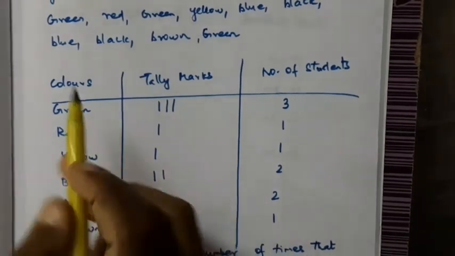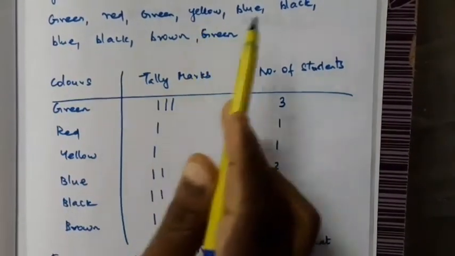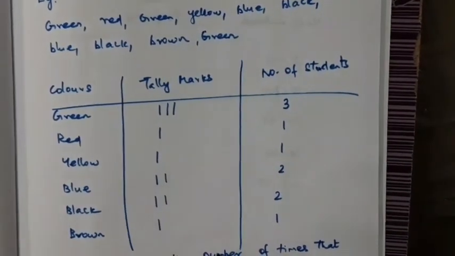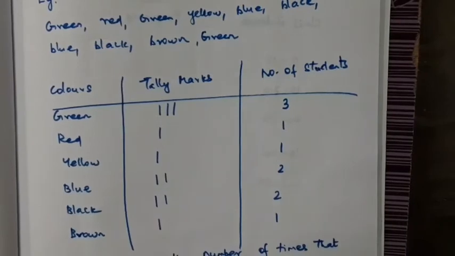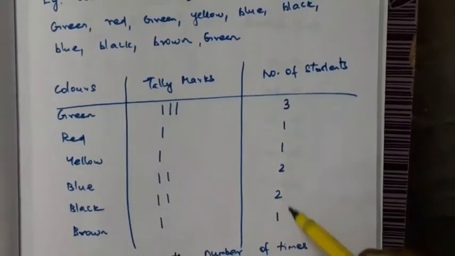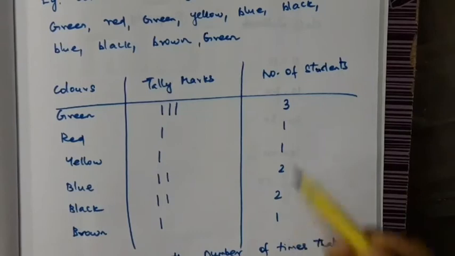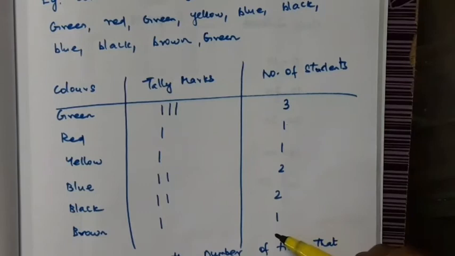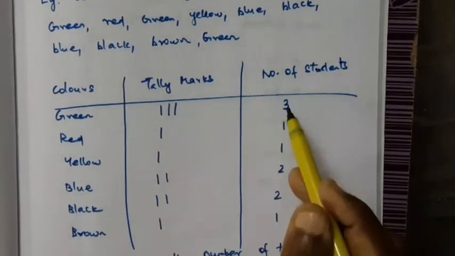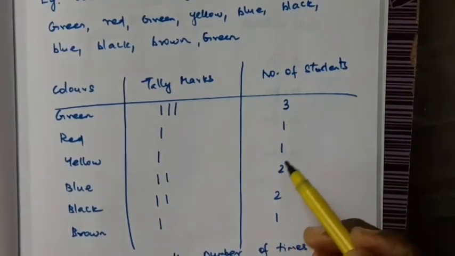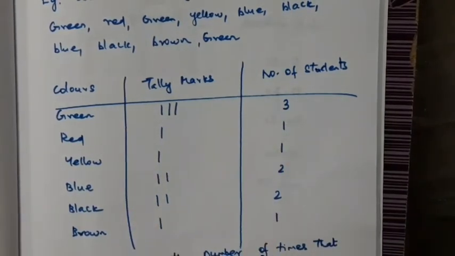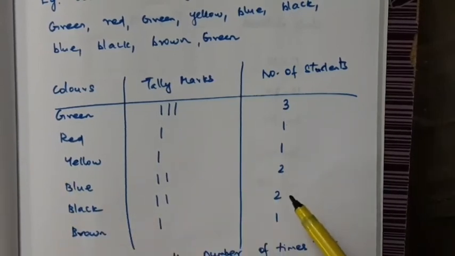Compared to the data green, red, green, yellow, blue, black, brown, green, from this table we can get more information. You can check there are 10 students in total: 1, 3, 4, 5, 6, 7, 8, 9, 10. Most of the students like the color green. One student likes red, one likes yellow, and one student likes brown. This is the information we can get if you organize your data.